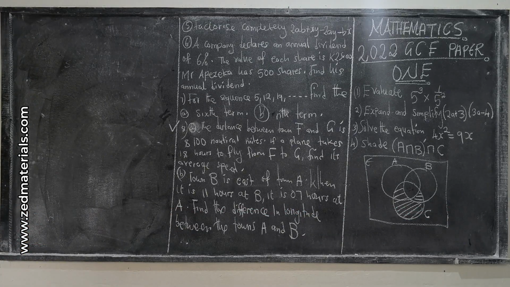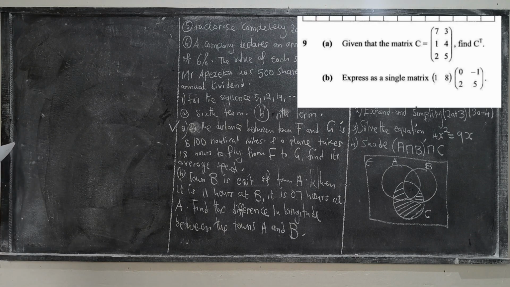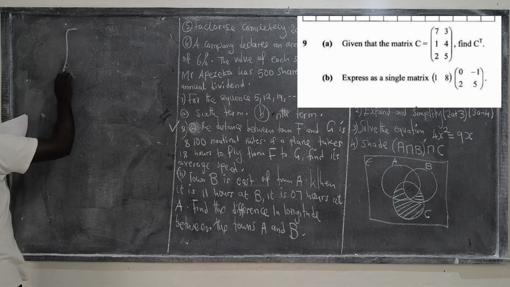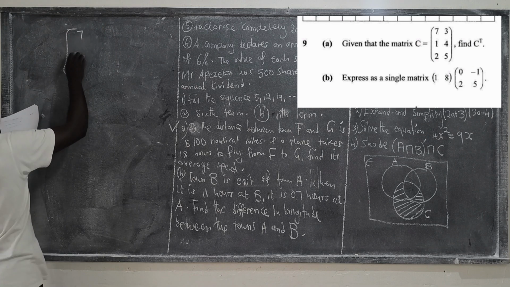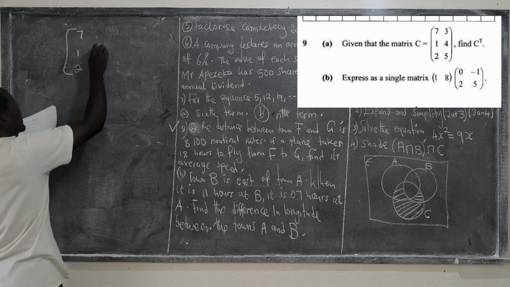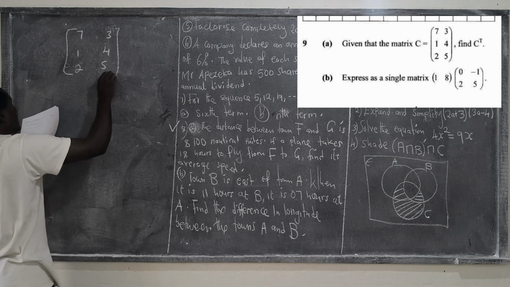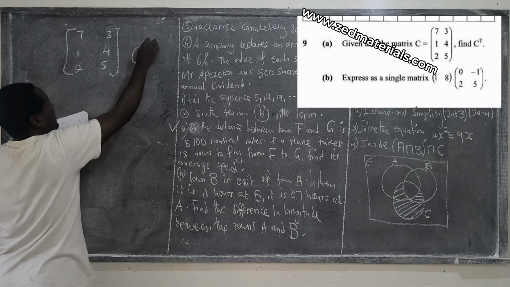Okay, question number 9 there is under matrices. Okay, grade 10 topic. We explained again on the grade 10 topic. So grade 10. They are saying given that matrix C is this. This is the matrix of C. So the matrix C, which is 7, 1, and 2, and then you have 3, 4, 5. Okay, they are saying find C transpose.